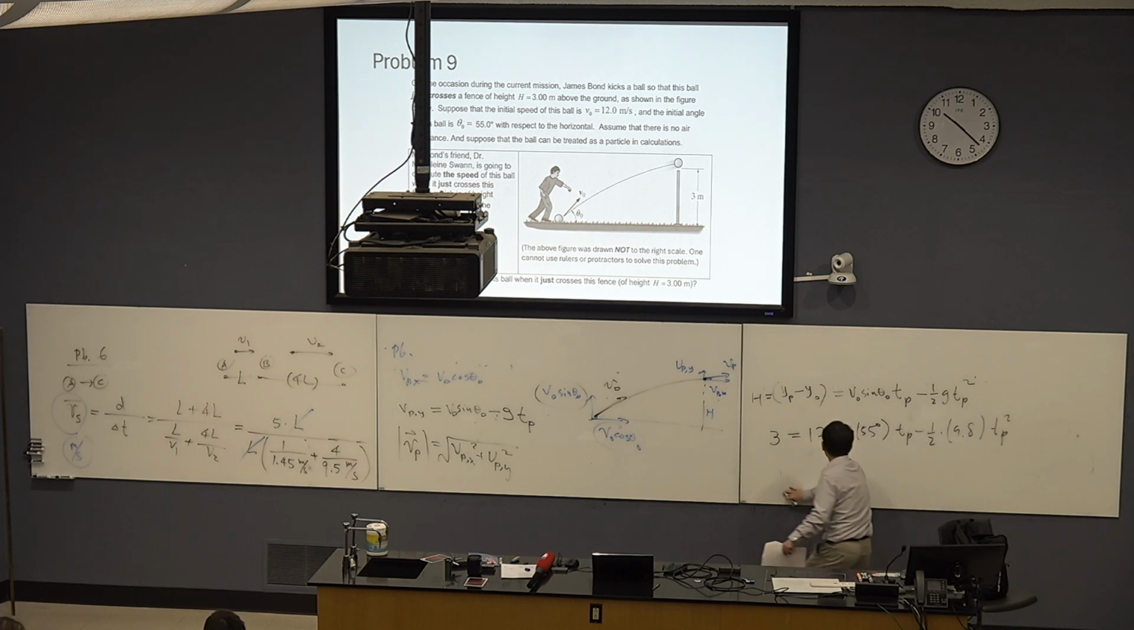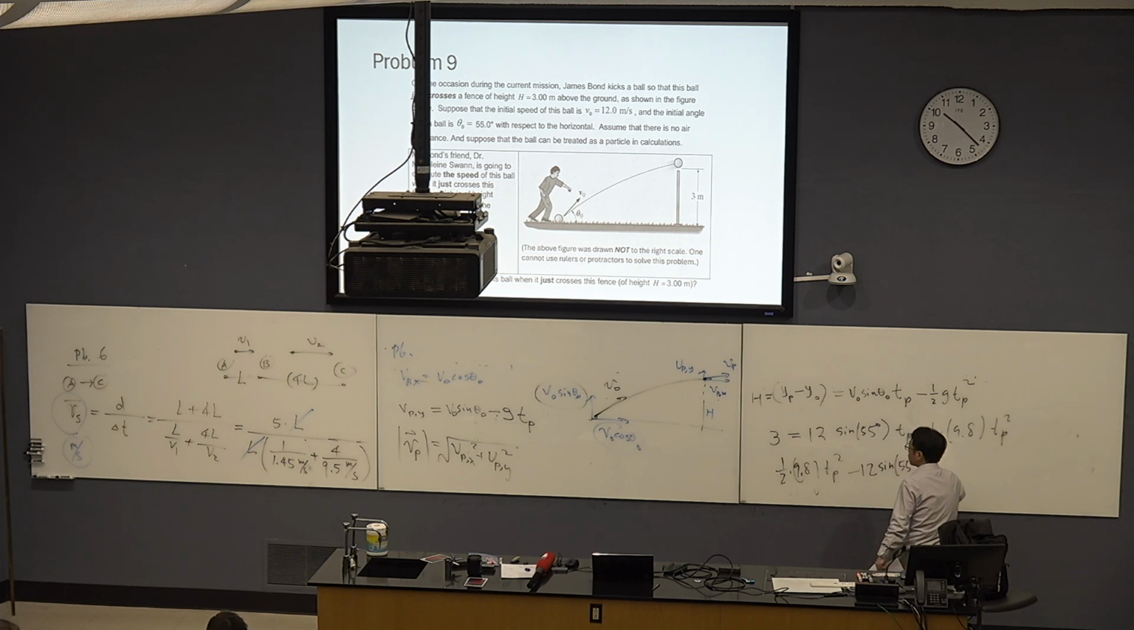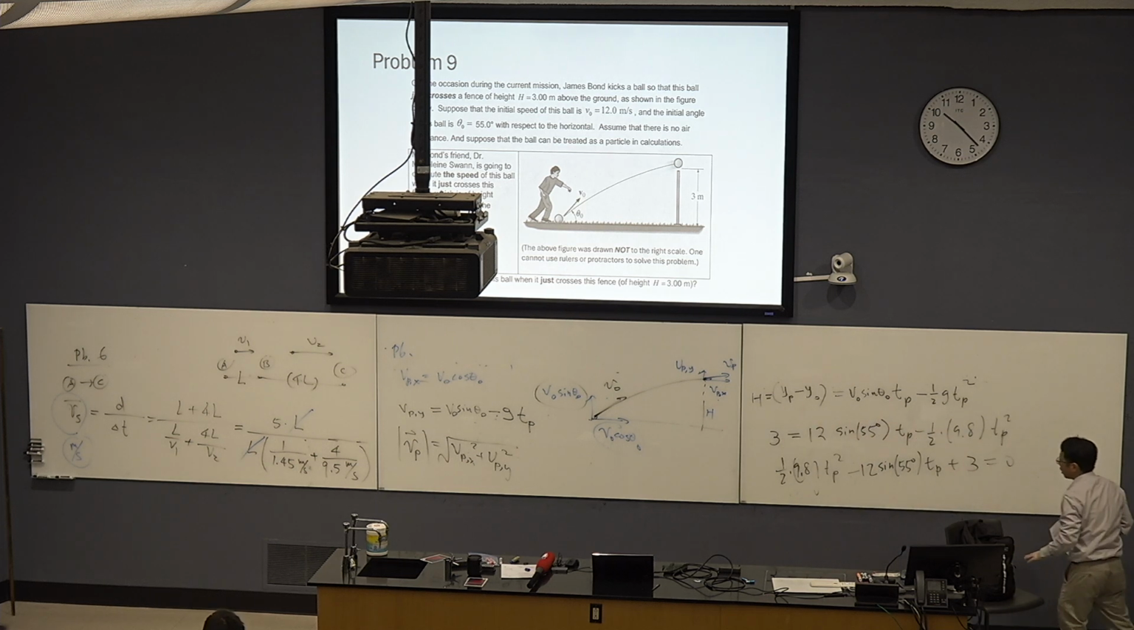Now let's write down the equation for TP. Shift this term to here. Then you have 1/2 times 9.8 times TP squared, minus 12 sine 55 degrees times TP, plus 3, equals 0. Let's see if we make any mistake. Here we have a positive 3, that's right. And the things are written down correctly, and then you can solve for TP.